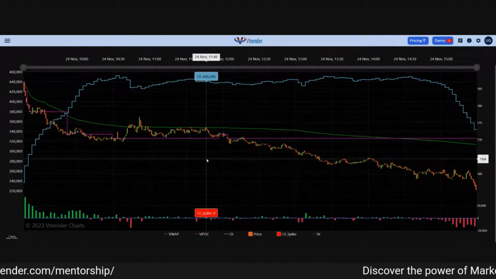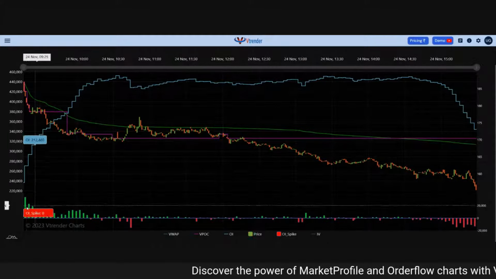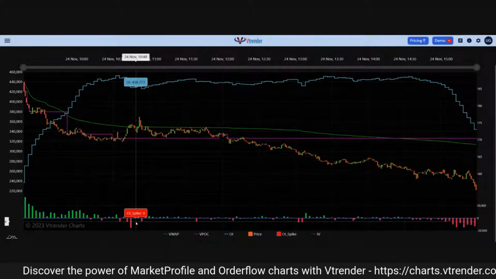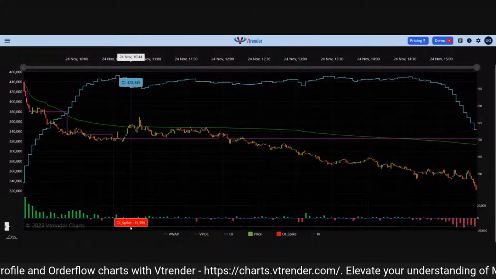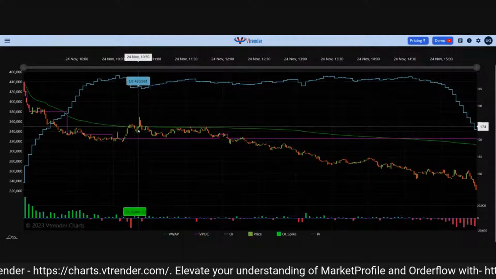I'll just pull down. Yeah. So what we have at the bottom is these OI spikes. The green OI spikes are addition of open interest. The red OI spike is open interest coming out. So here you can see this open interest spike down is because we briefly went above this VWAP.